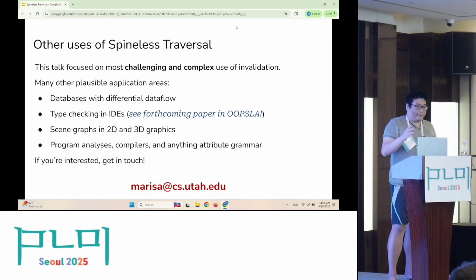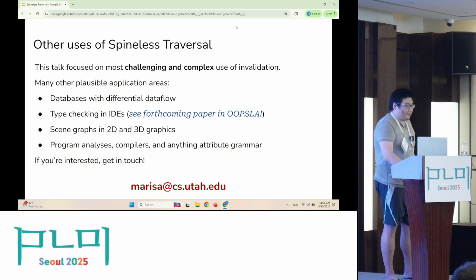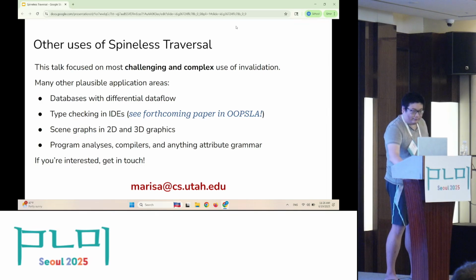We are talking about incremental web layout, but what we have done instead is build a general framework. This framework works with different kinds of places where we have dirty bits, or we can use incremental evaluation. For example, we have modified our approach to work for type checking in IDEs and structural editors. See our upcoming paper in Uppsala. It also works for, let's say, parsing, compilers, just anything attribute grammar. So if you're interested, get in touch.